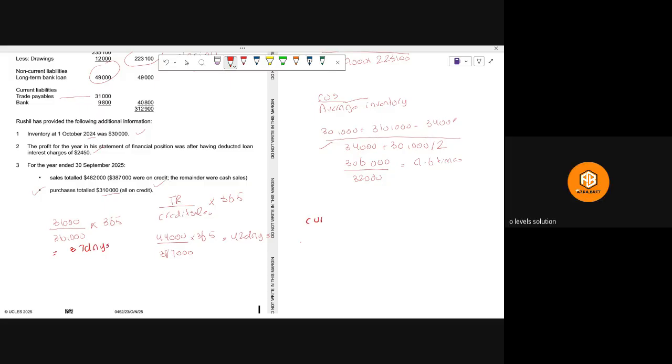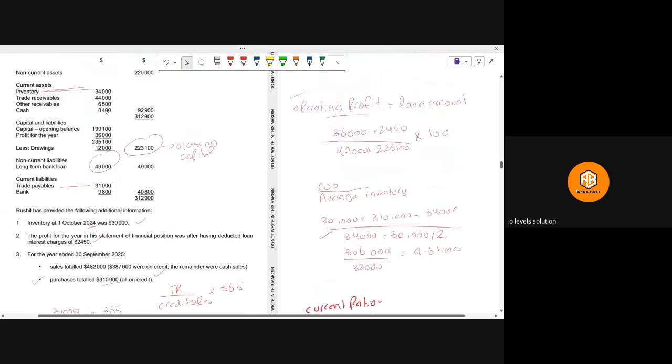Now we need to find out the current ratio. This is current assets divided by current liabilities. So how much are the current assets? This is the current asset, 992900, and the current liabilities are equal to 40,800.